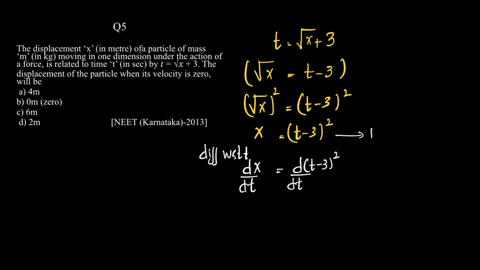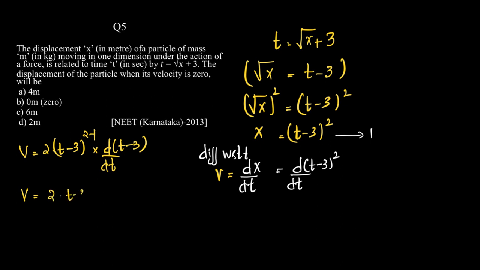So what is d by dt of x? It is v. So we have velocity v is equal to 2 into t minus 3 the whole raised to 2 minus 1 into d by dt of t minus 3. So we have v is equal to 2 into t minus 3 raised to 1 into what is d by dt of t? It is 1. What is d by dt of minus 3? It is 0. So you have v is equal to 2 into t minus 3.